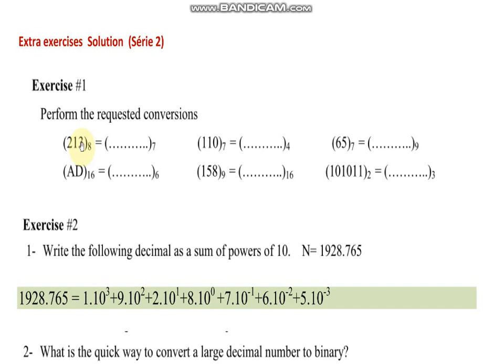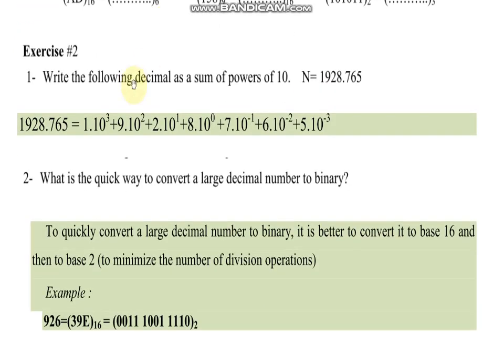The first one, perform requested conversions. You have numbers from base 8 to 7, from 7 to 4, 7 to 9 and so on. We can notice that there is no direct method here, so we have to use the decimal intermediate base. You start from the number written in base 8. By polynomial form you get the decimal value, and by successive division by 7 you get the correct value. The same principle for all variables.